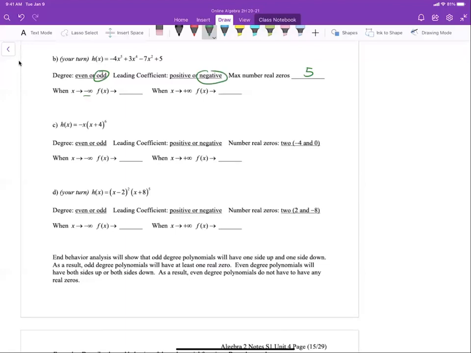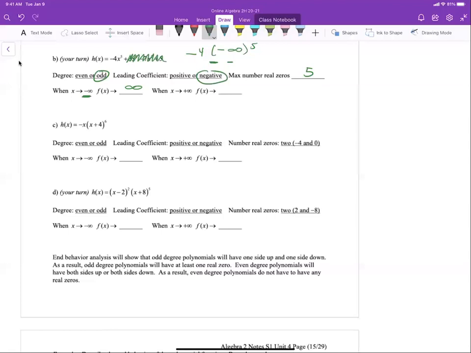As x approaches negative infinity, what does f of x do? Well, since I'm going to pay attention only to the first term, when it's in standard form, I will take my -4. I can think of putting in negative infinity and taking that to a fifth power. Any negative number to a fifth power will give me a negative number. I'm going to multiply it by a negative number. I will have a positive output. Therefore, my polynomial will approach positive infinity as x approaches negative infinity.